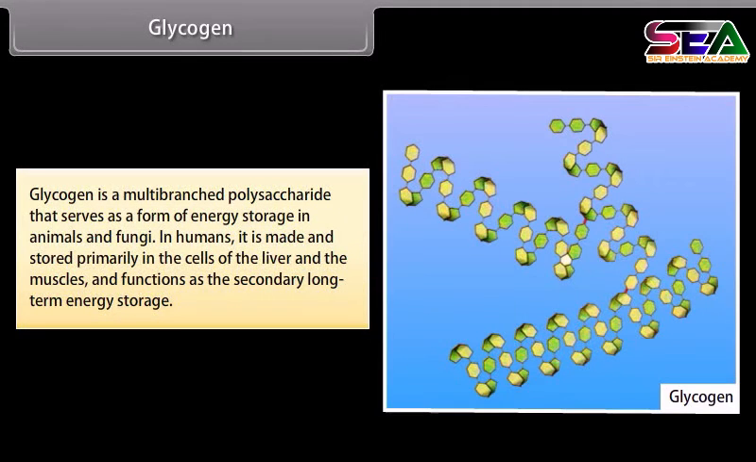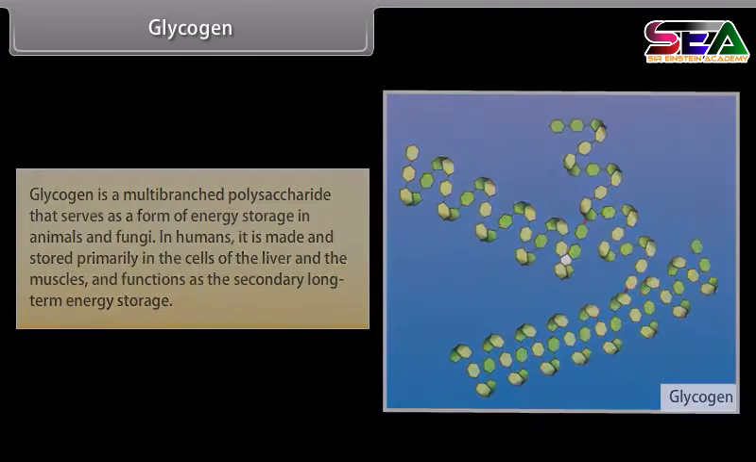Glycogen. Glycogen is a multi-branched polysaccharide that serves as a form of energy storage in animals and fungi. In humans, it is made and stored primarily in the cells of the liver and the muscles and functions as the secondary long-term energy storage.